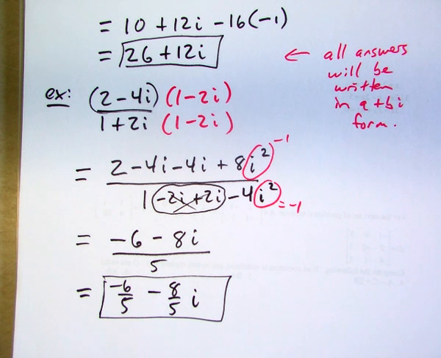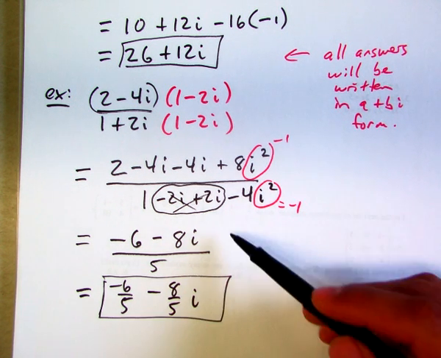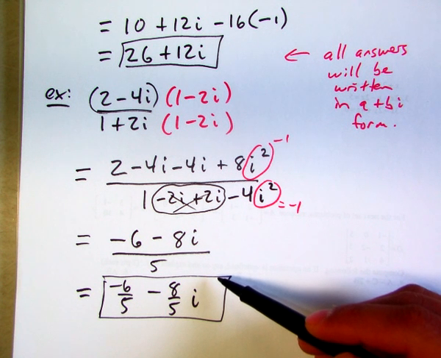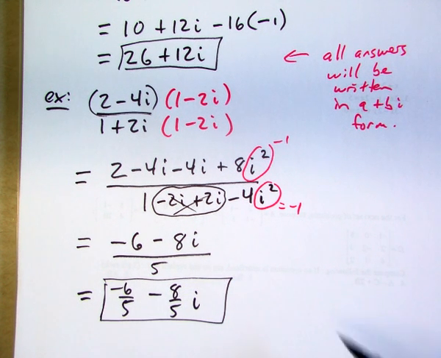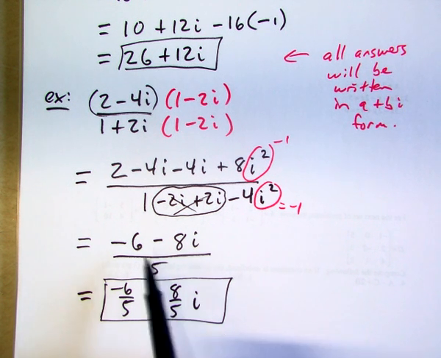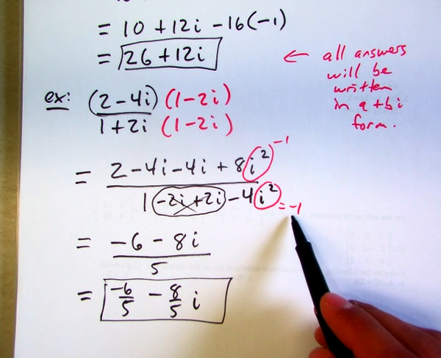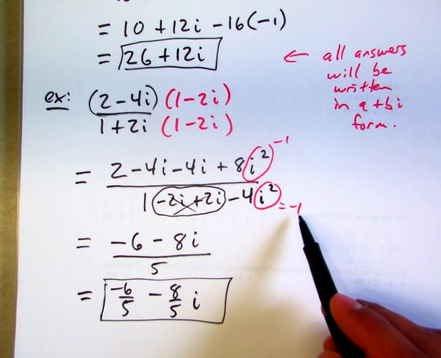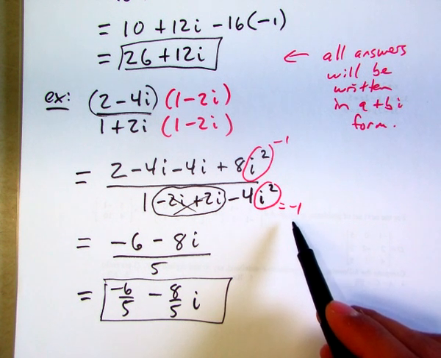Wait, how did we jump from here to here? Oh, you just put it equals. Yeah, you got it? Okay. How'd you go from 1 minus 4i squared to 5? Because i squared is equal to negative 1, so negative times negative is positive 4. Does that make sense? And then you combine it to get 5.